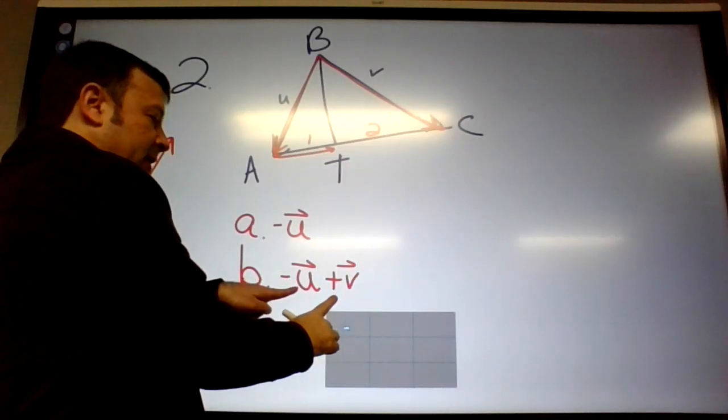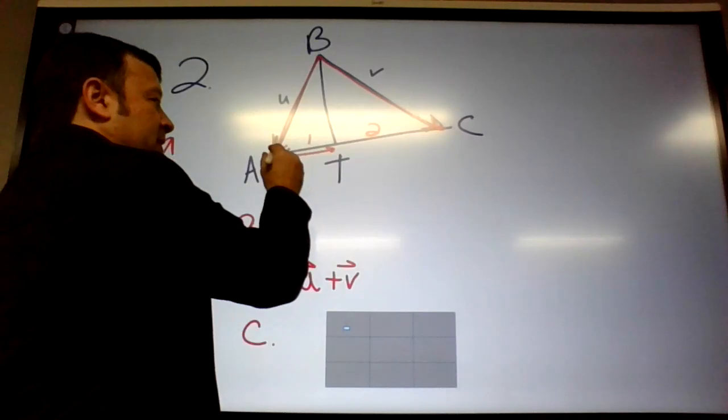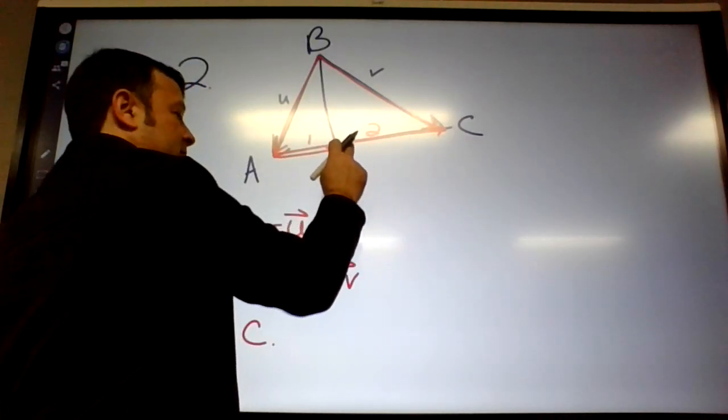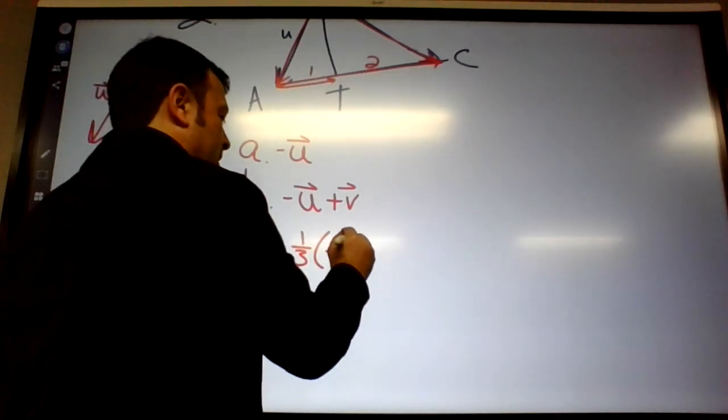So we just take our answer from B and multiply it by 1/3, because this answer on B was vector AC. That's how we got from there to there. We went like that. So we just take our answer to B and multiply by 1/3.